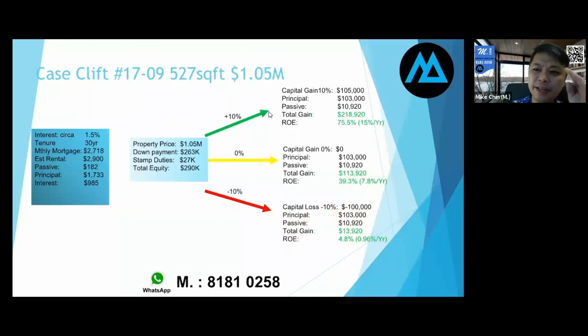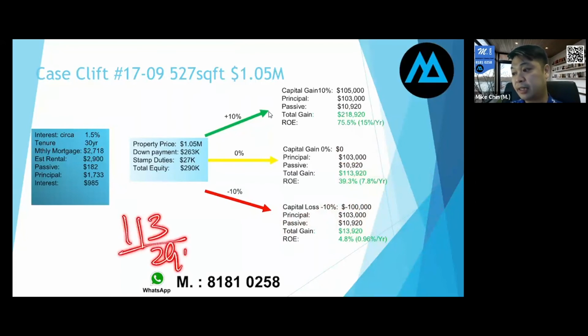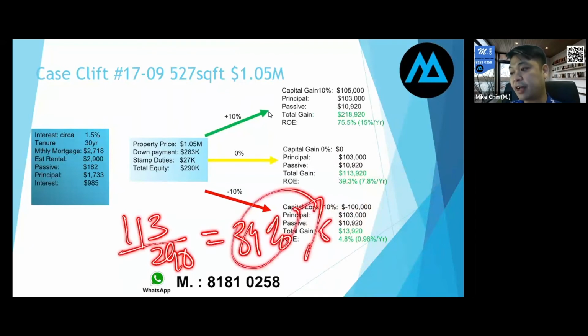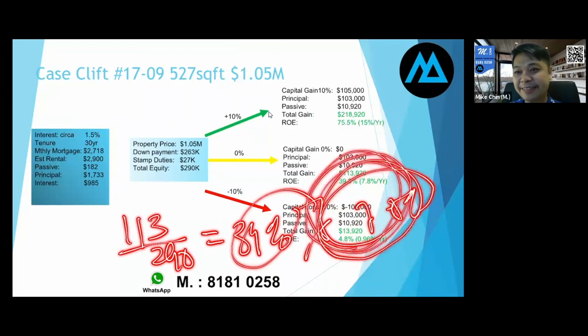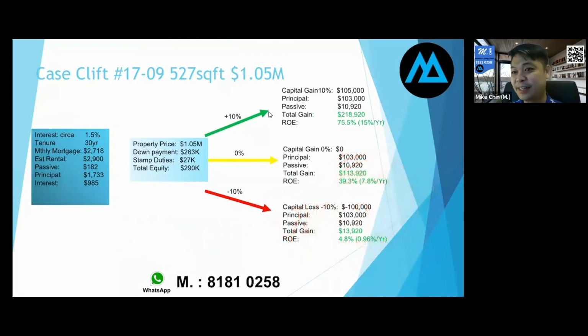Let's say don't really move. Don't move at all. Stay at 1 million. No gain. Principal sum, stick to 103. Passive, 10k. So 113 divided by 290 is about 39%. Divided by 5 is about 7.8%. Is it good or bad? I leave it to you.